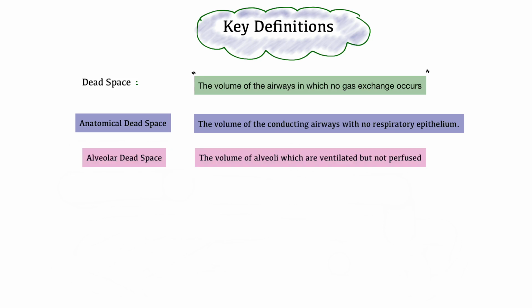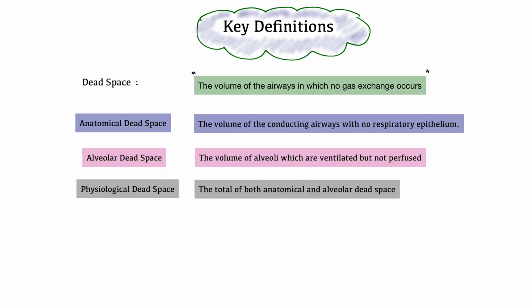The next constituent is the alveolar dead space, and this is the volume of alveoli which are ventilated but not perfused. We'll go on to talk about this in a bit more detail in a second, but in essence this is where gas is going in and out of the alveoli, but there's not an associated pulmonary capillary perfusion in order for gas exchange to occur. And then the total is referenced as the physiological dead space, and this is the summation of both the anatomical and the alveolar dead space.